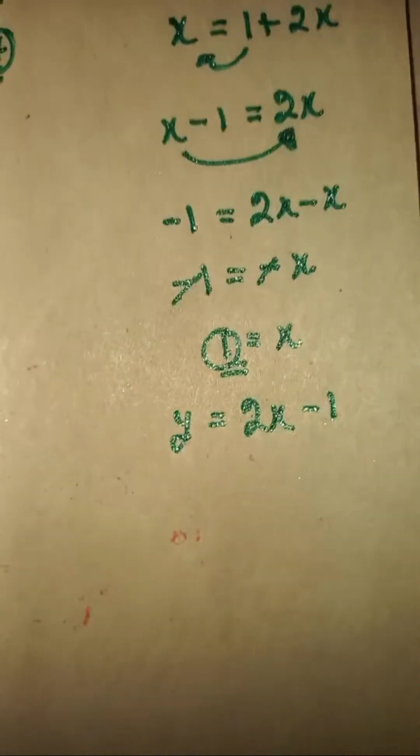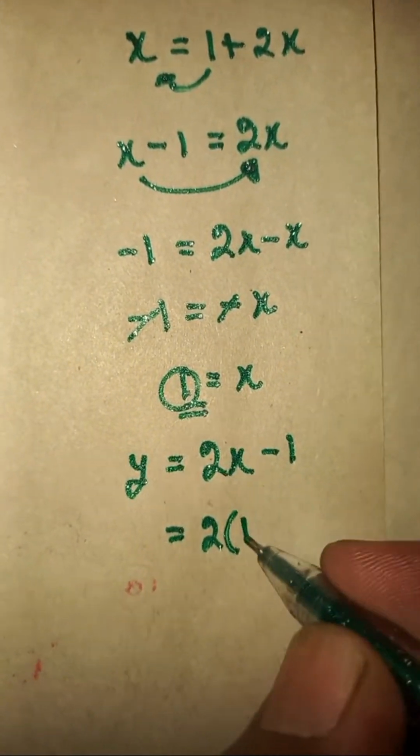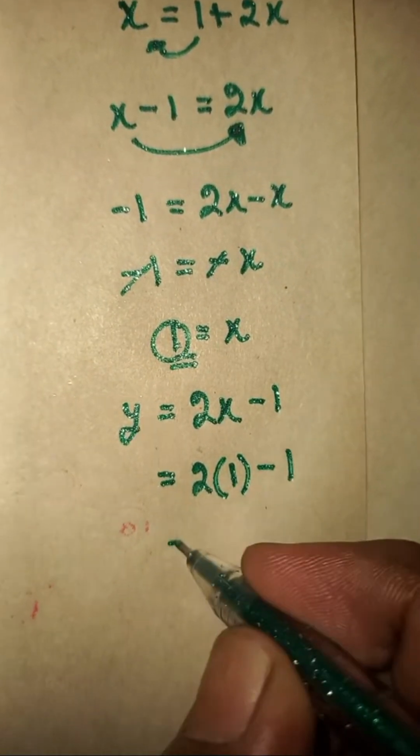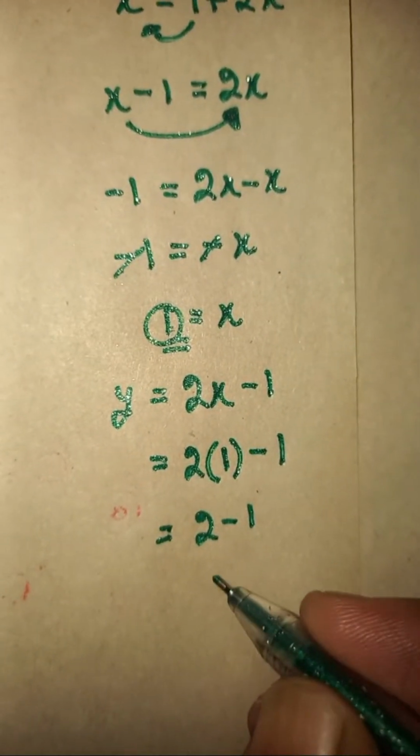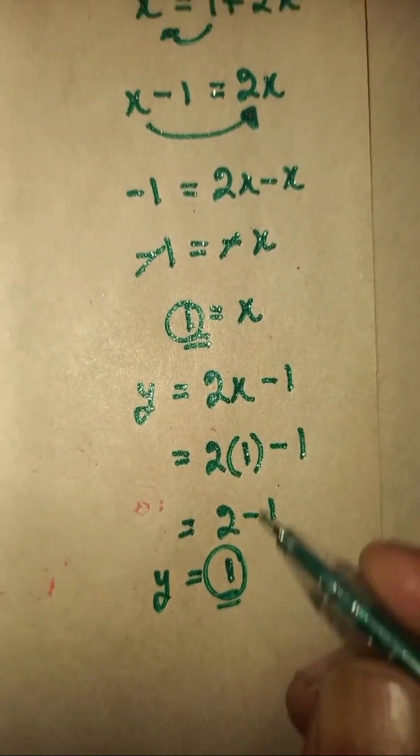That you can do it out. 2x minus 1, that is 2 times of x is 1, 1 minus 1. 2 times of 1 is 2, 2 minus 1. So this is 1. Y equal to 1 and x also equal to 1. Let's find out another equation.